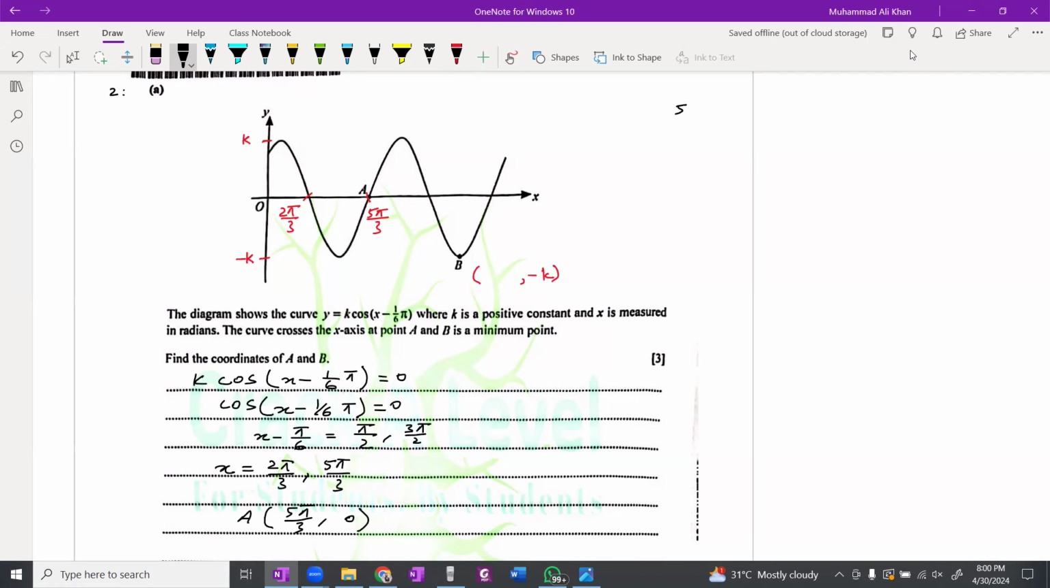if we subtract 2π/3 from 5π/3, the result is pi. It means on the x-axis, there is a gap of pi between the two intercepts. And as it is a cyclic curve, if I'm going to calculate the next intercept, just add pi to 5π/3. 5π/3 plus pi, the result is 8π/3. And now after that, add one more pi to get the last intercept, again plus pi. So the answer is 11π/3. This is the final intercept, 11π/3. Now we have to calculate exactly the middle value. So just add both of them.